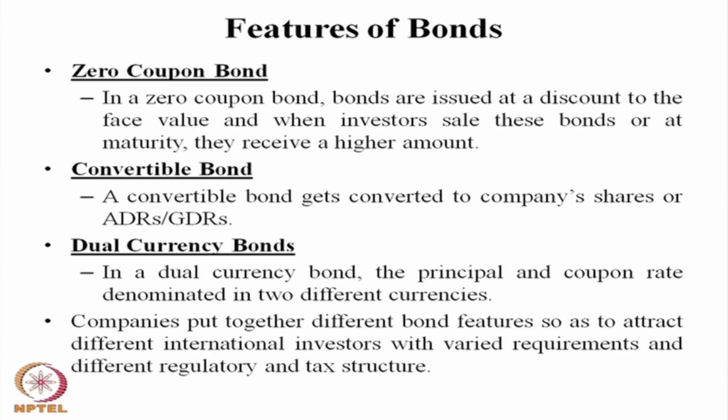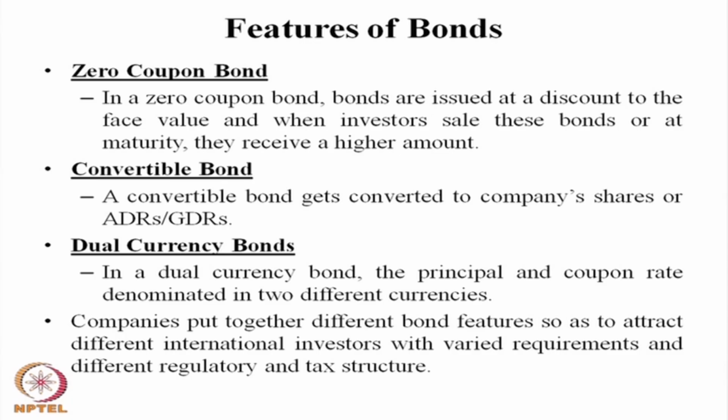In case of a convertible bond, the bond gets converted to company shares or ADR or GDR of the company. So, in case of a convertible bond, there is a minimum holding period, and after the holding period or maturity period is over, the bond will be converted as per the agreement or as per the market price of the company equity shares or ADR or GDR. So, in a convertible bond there may not be any repayment of principal, there may be some arrangement of principal or coupon payment.